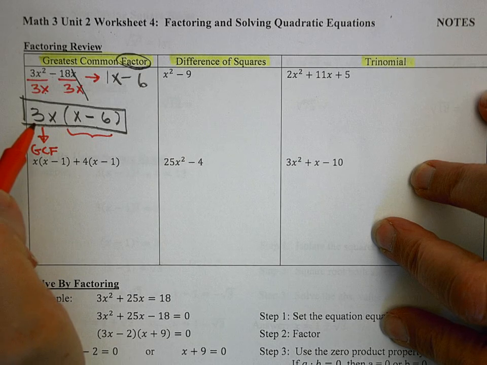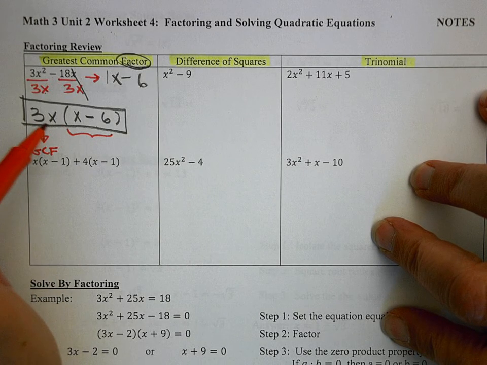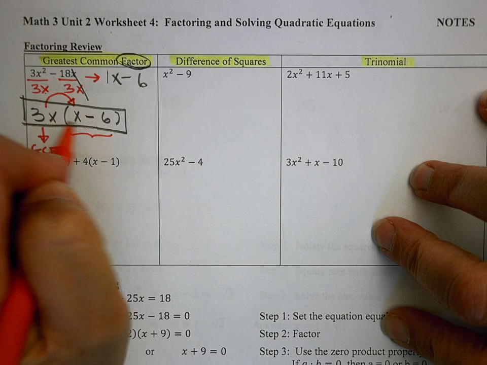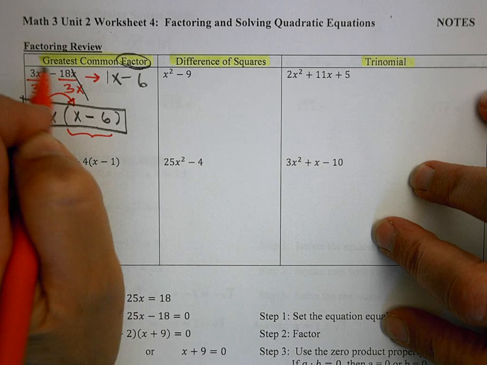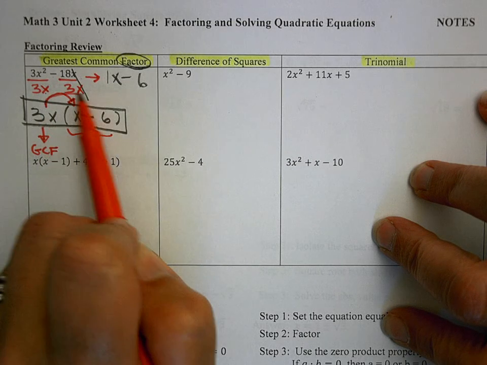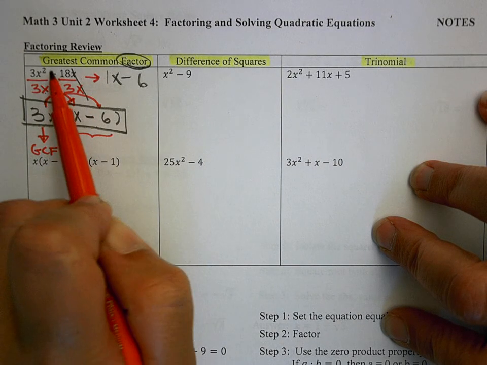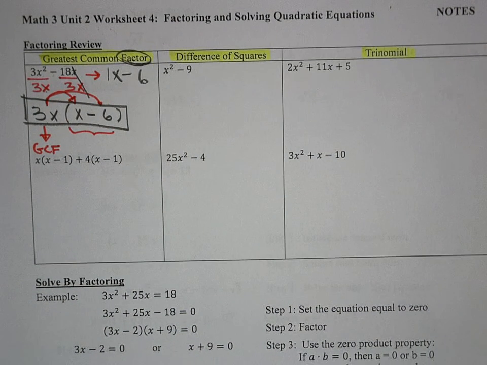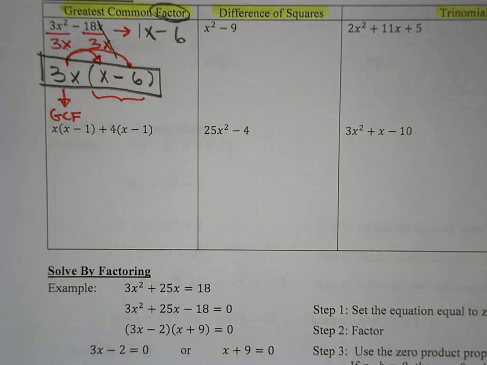I can always check it by distributing. I can multiply 3x times x, which gives me 3x squared, which is right there. And then 3x times negative 6, if I distribute to there, gives me negative 18x, which was there. All right.